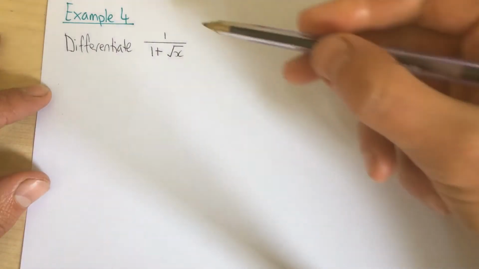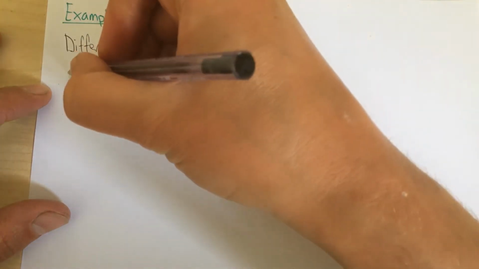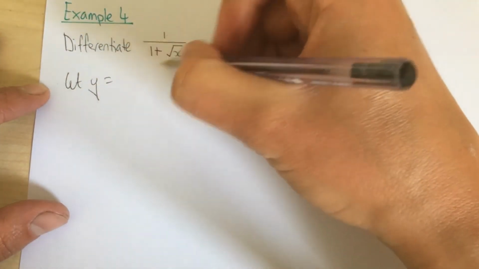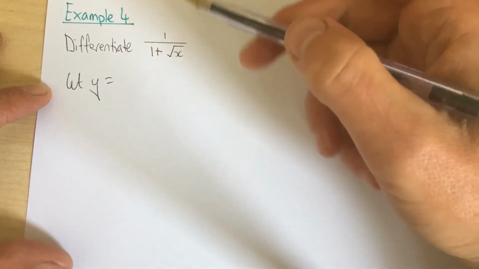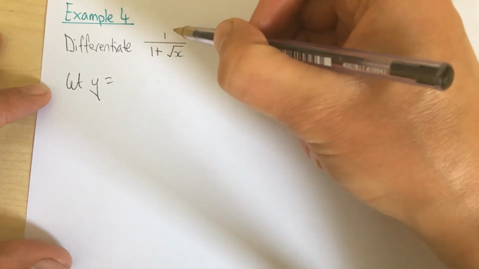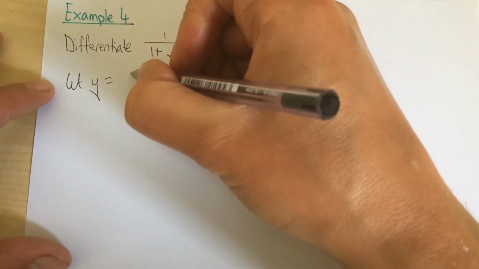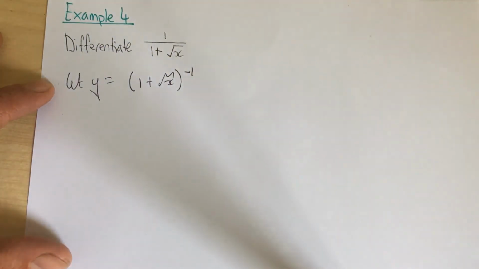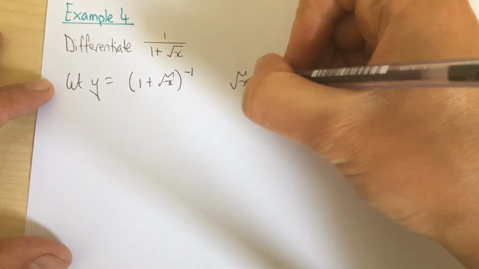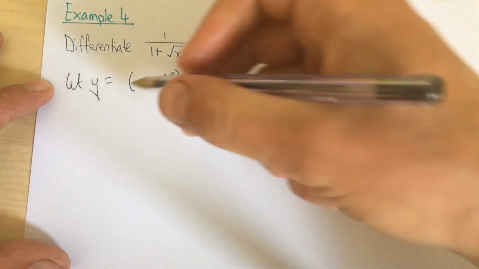Example 4, differentiate 1 over 1 plus root x. Well, the first thing I'm going to do is say let y equal this function. But I'm going to rewrite this so it's much more familiar in terms of the chain rule. So I've got a quotient here, 1 over. Well, because there's only a constant on the top, I can write this (1 + root x) in brackets to the power of minus 1. I can also note that root x is equal to x to the power of a half, which is again going to ease things a little bit in a moment.